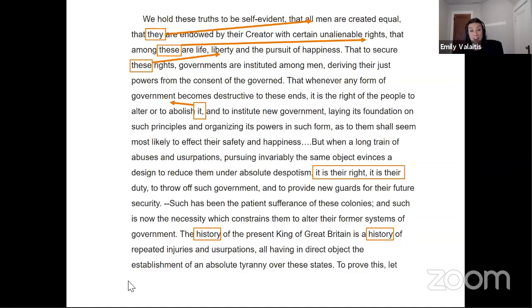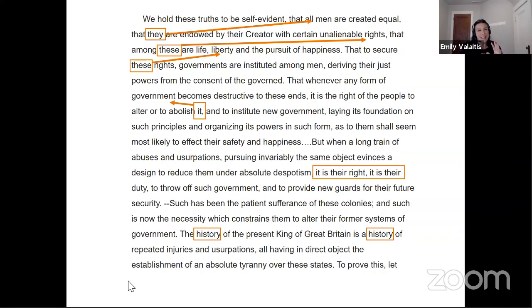So then we get to our parallel structure. Parallel structure, it is their right, it is their duty, develops a cadence. It's easier to follow. Those two ideas are emphasized. We also see in the second to last sentence, he says, the history of the present King of Great Britain is a history of repeated injuries and usurpations. In this case, he's repeating the structure, the history and a history, to put them in contrast to one another, to emphasize that his injuries are synonymous to him being a leader. So he's putting those two right next to each other.